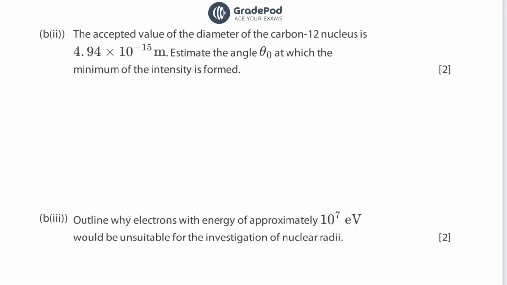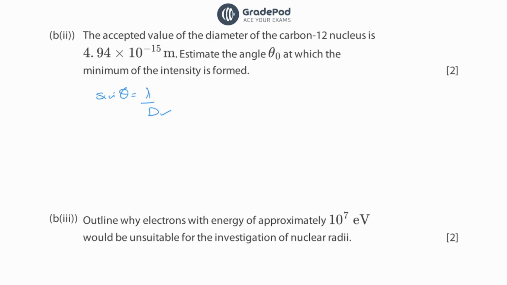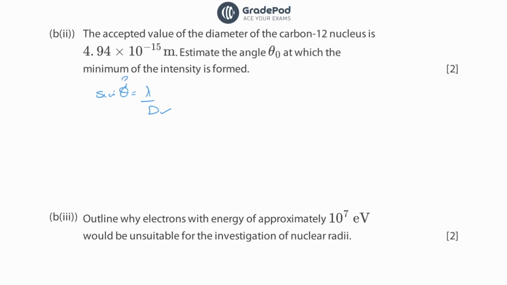B2. The accepted value of the diameter of carbon-12 nucleus is 4.94 times 10 to the minus 15 metres. Estimate the angle theta naught at which the minimum intensity is formed. So we're going to use that formula. Sine theta equals lambda over d. We know what d is, and we want to know what this is. And actually in the previous question, we found out that the wavelength of the electron is 2.96 times 10 to the minus 15. So this should be pretty simple.